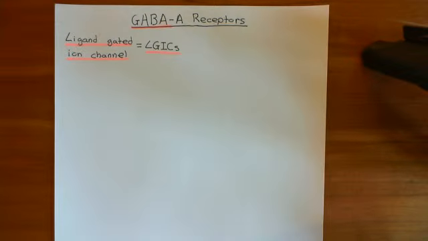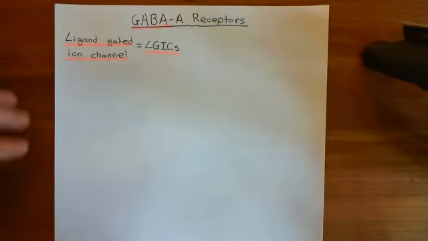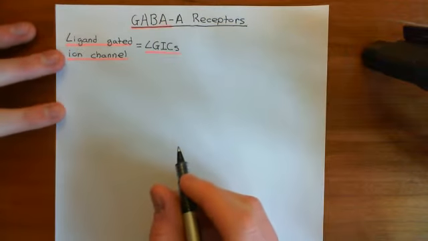Then we'll have an in-detail study of the structure of GABA-A receptors, and then we'll look at the function of GABA-A receptors, so what happens when ligand binds to them, how that's going to affect the electrical potential difference across the cell membrane, and then we'll put it into the bigger picture of whole neurons, basically, and what effect it's going to have on the likelihood that a neuron fires an action potential.